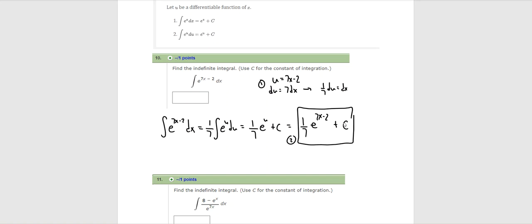And remember, the cool thing about math is that you can check your answer, right? Find the derivative of this. We know how, we just did them. It's e to the 7x minus 2. We get our integrand back again.